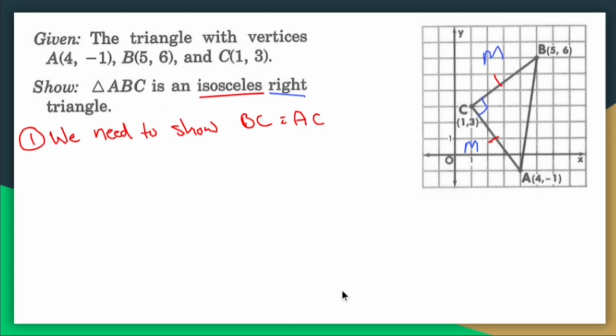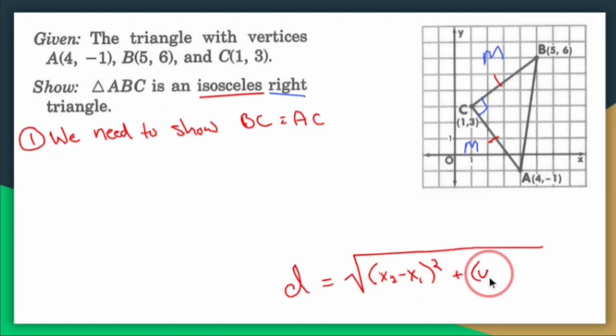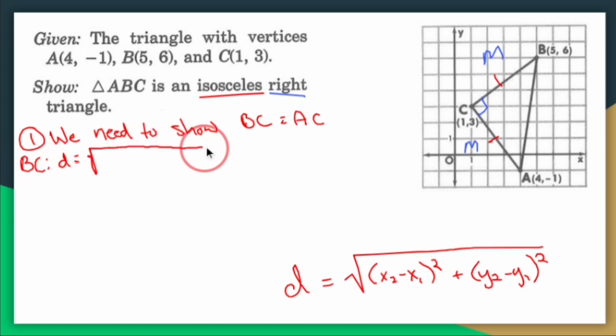Now, this is coordinate geometry. So what we need to do is use the distance formula to find the length of each of these lines. And this is going to be the distance formula. Okay, x sub 2 minus x sub 1 squared plus y sub 2 minus y sub 1 squared, all of that in a big square root. So it doesn't matter which one. I'll show BC first. So I will explain that BC, I need to find the distance, and the distance is a big square root. Okay, let's say that B is our 2's and C is our 1's.